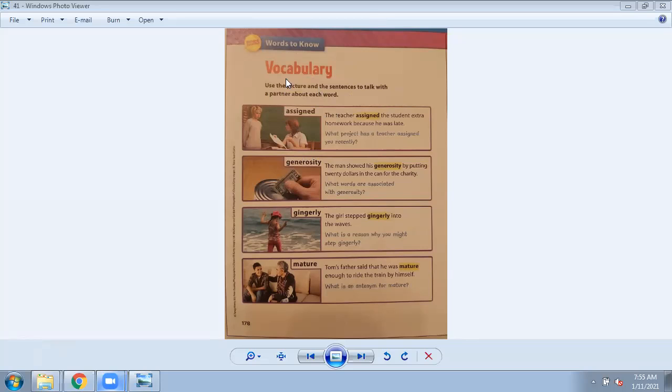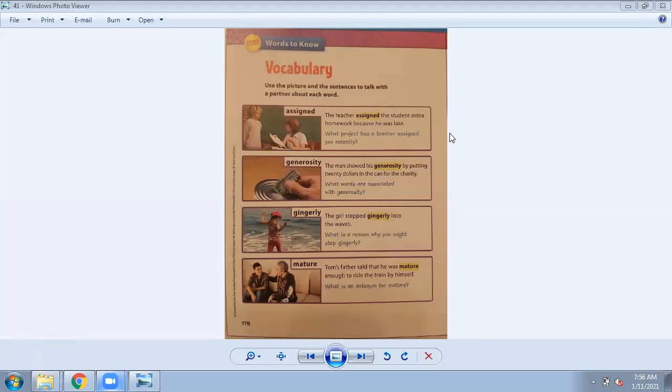So assigned is the verb in the past tense of assignment. Assignment is the noun, assigned is the verb, but in the past tense. So an assignment is something that you are given to do, the thing. Assigned is the verb, the action of giving it to you. All right, thank you, Jenna and Muhammad.